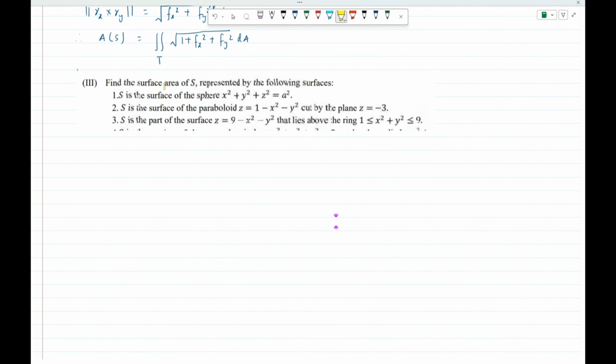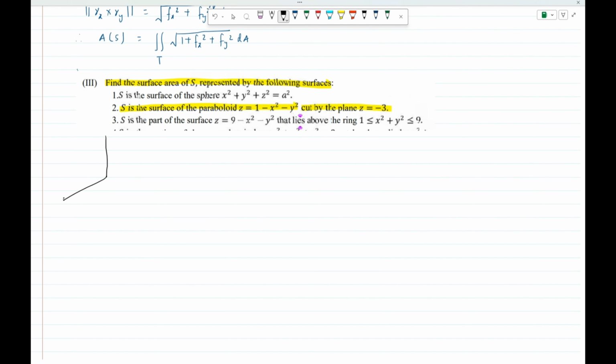So here we have a problem. Find the surface area of S represented by the following surfaces, and it is given that S is the surface of the paraboloid. This is the equation which is cut by the plane z equals negative 3. So first let us just see how the graph is going to look.